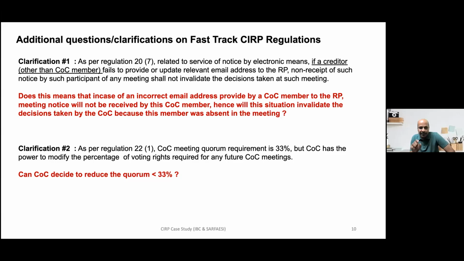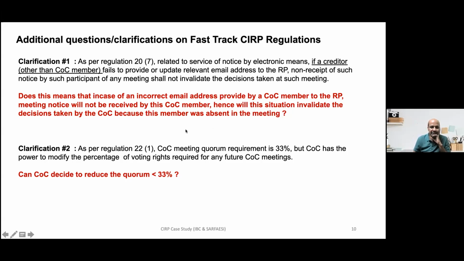So here the point is not that the RP has not sent the email. Obviously, even if RP sends a mail to the email address of a COC member, if you send it to a wrong address, you get the email back saying it was not delivered. You get that notice of undelivered email, so that can be retained. But here the point is that the particular creditor is a COC member, but because his email address was incorrect, he or she hasn't received the invite, and hence whether the decision taken by COC should be validated or invalidated. RP has to demonstrate that he tried to send, which is right.